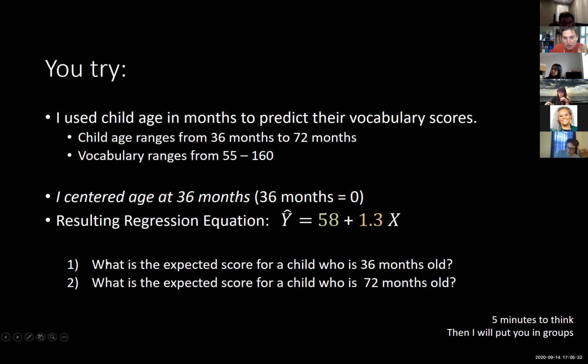Can you tell me the following two things? What's the expected score for a child who's 36 months old and the expected score for a child who's 72 months old? See if you can figure out how to do that. You've got 5 minutes to think, and then I'm going to put you in groups again.